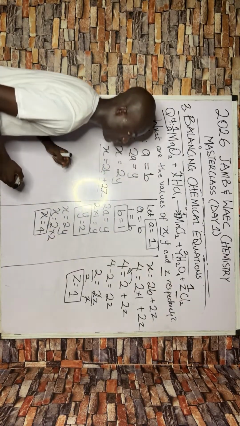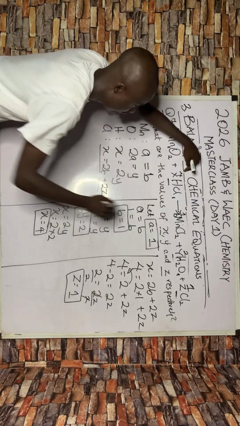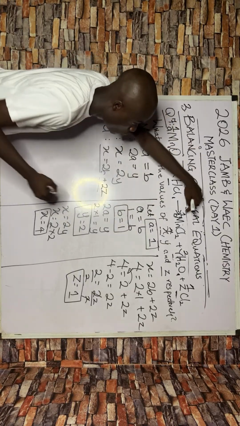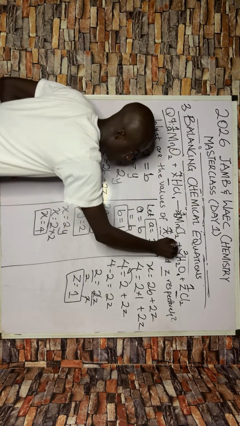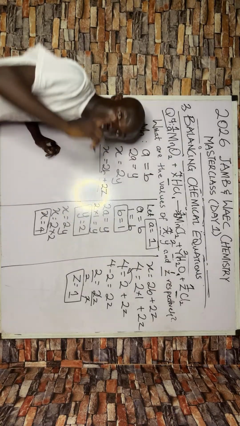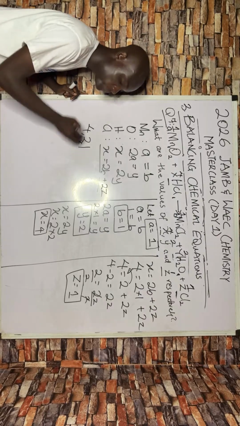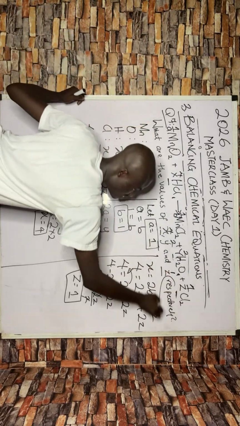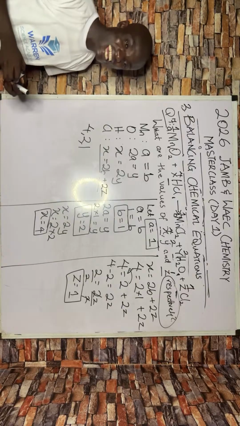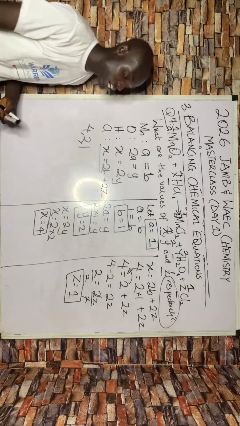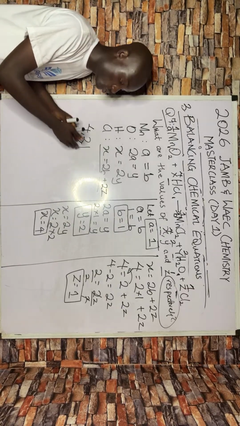So the question says find X, Y, and Z. X is 4, Y is 2, and then Z is 1. So in your exam, your answer should be 4, 2, 1, because of this word here, which is respectively. Respectively means arrange them in the right order. X is 4, Y is 2, then Z is 1.